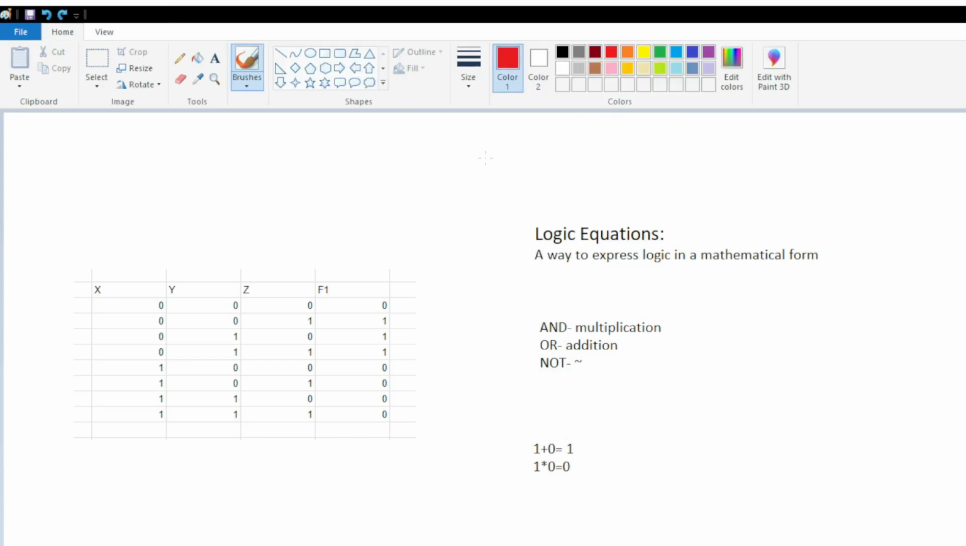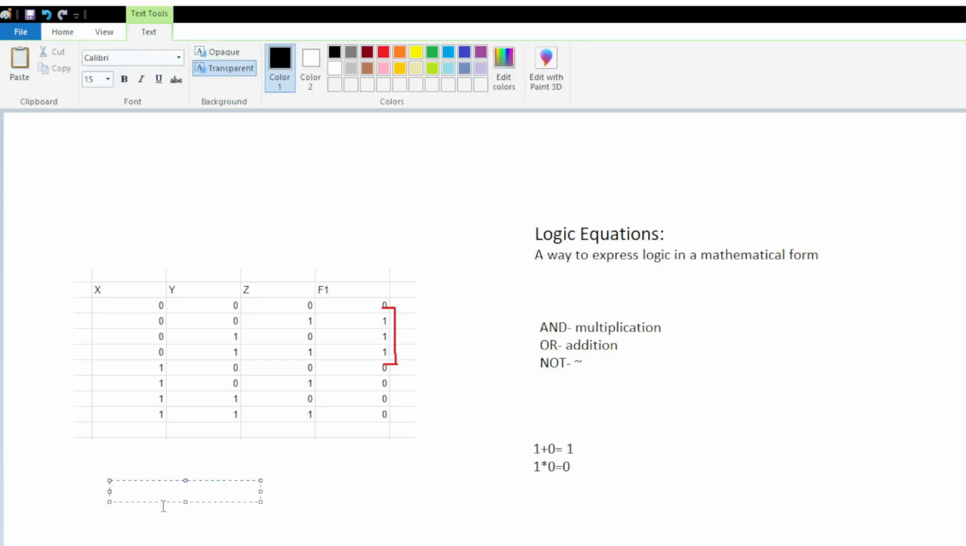So let's go ahead and apply that to our truth table. As you can see, we have 3 rows where f of 1 is true or equal to 1. So we have to write the sum of products that gets us to that output. So what does that mean? Well, if we take a look at our table, not x times not y times z plus not x times y times not z plus not x times y times z is equal to f1.